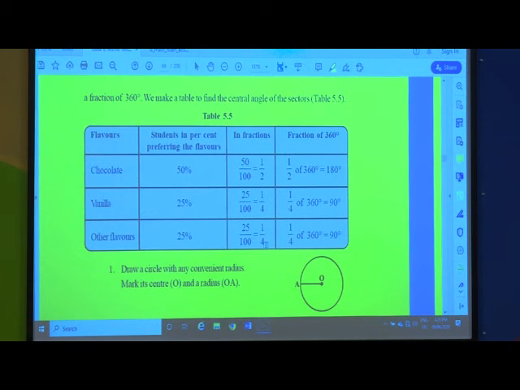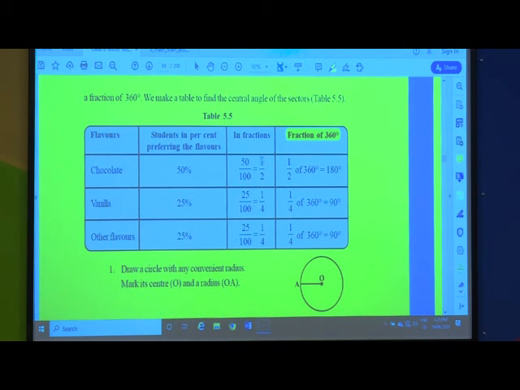This is in the fraction form, but the main thing is we want to put these things in the circle. So, fractions of a circle is important. See the last column, fraction of 360 degrees. Why? Because the circle is of 360 degrees. So, each of these is a fraction of the circle. Chocolate is a fraction, vanilla is a fraction, other flavors together are a fraction.